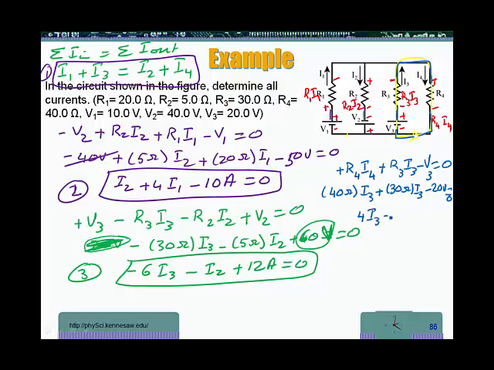So that leaves me with 4I4, I'm sorry, this is supposed to be I4. So 4I4 plus 3I3 minus 2 amps is equal to 0. And that's my fourth equation.